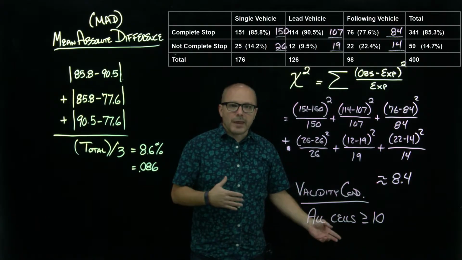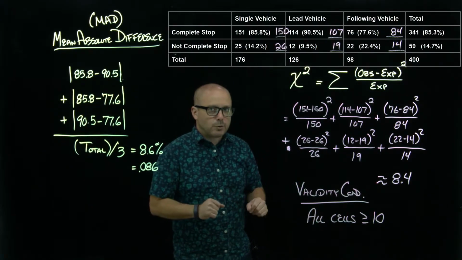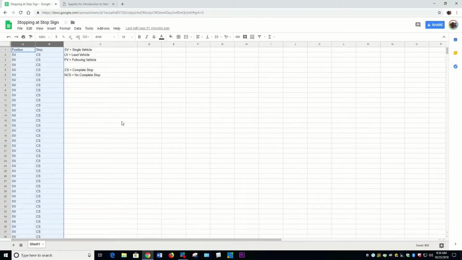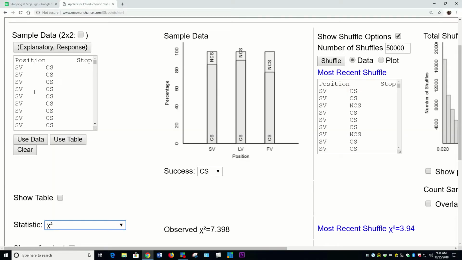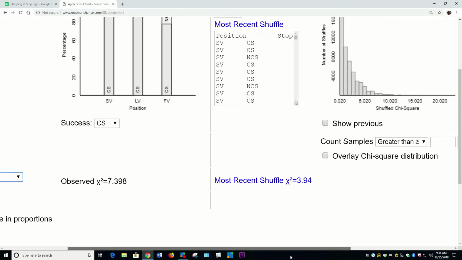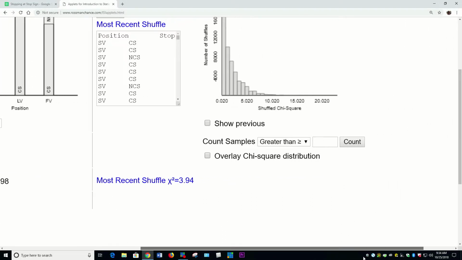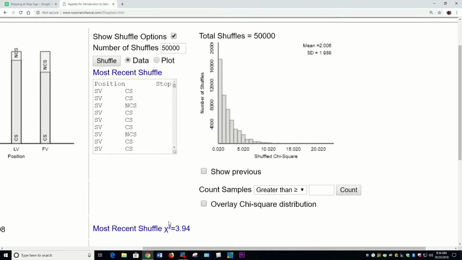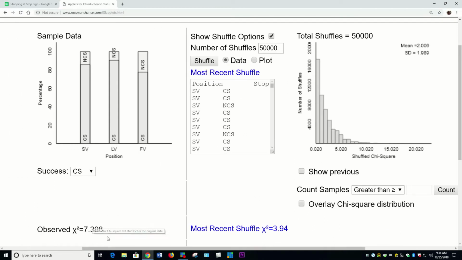So let's go to the applet and see what we get with the theory-based approach. So we really go to the same place. Here's my data again, my abbreviations that I was using. And we pasted them in here, used the data. We got our nice segmented bar graph. And you have this option of choosing chi-squared or MAD. When we're doing the theory-based approach here, we really want chi-squared. And here was our distribution. We got a chi-squared of 7.398.